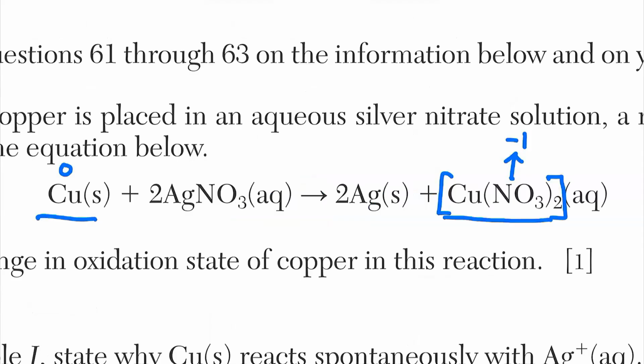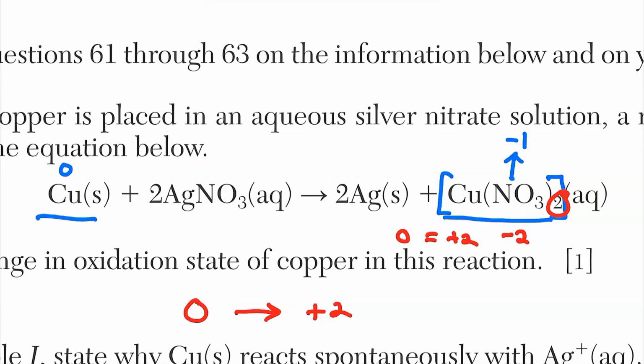Because each nitrate is -1 and there's 2 of them, that means the overall charge due to all the nitrates is -2. Remember, the whole thing has to equal 0. Ionic compounds equal 0. Since there's only 1 copper, the copper must be +2. So what are they looking for? They're looking for the change in oxidation state. So I would say it goes from 0 to +2.